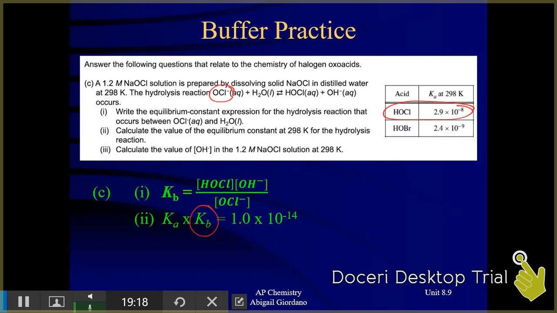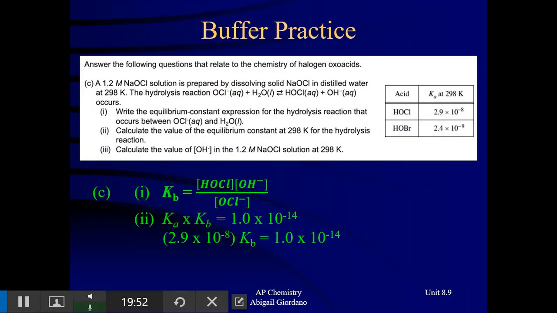OCl minus is the conjugate base of HOCl. So the Ka for HOCl and the Kb for OCl minus are linked together in that equation. So plug in the value for Ka and solve for Kb. That's going to come in handy in the next part. Okay, so part 3 says calculate the value of OH minus in this solution.